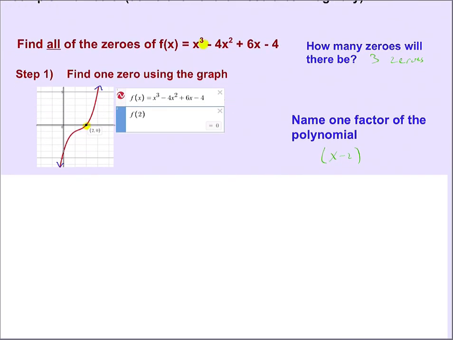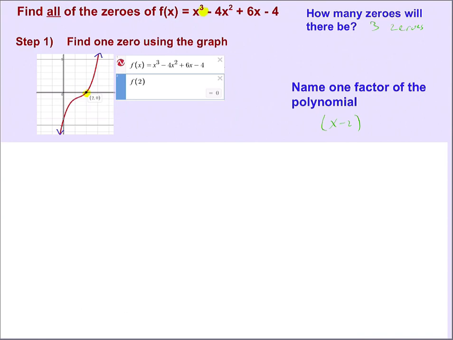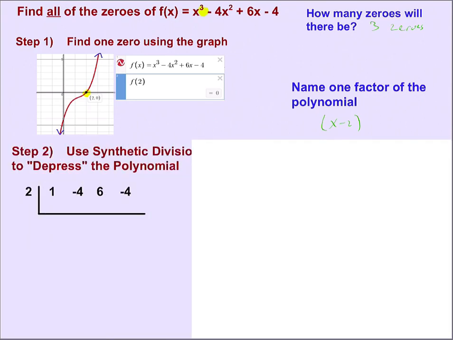And this is similar to what we did last class with factors. What we're going to do is take out the factor that we found, or take out the zero that we found, to leave us with a quadratic that we can solve to find the rest. So if we know that 2 is a zero and x minus 2 is a factor, we can take our x cubed minus 4x squared plus 6x minus 4 and divide it by x minus 2 using synthetic division. And that's what we'll do.